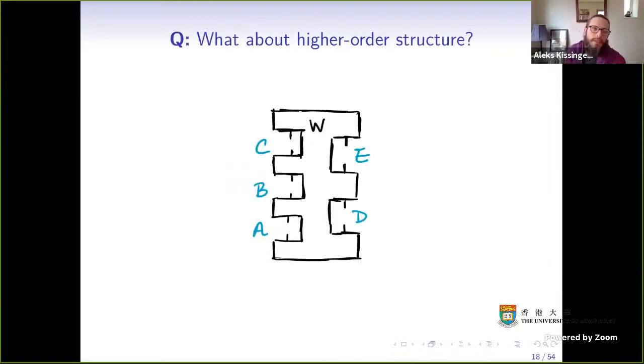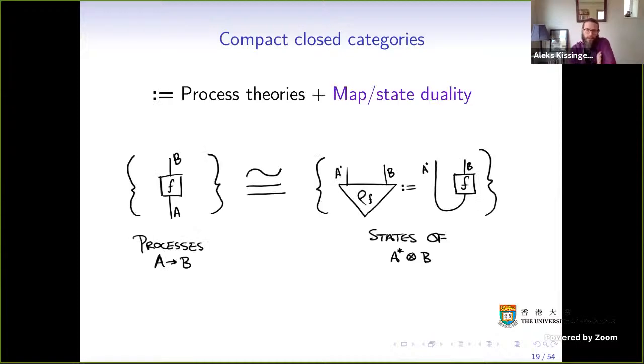When things start to get a little bit out of the realm of standard quantum theory is when we talk about higher order structure. How do we capture higher order structure? Well, I grew up in Oxford, so my favorite way to talk about higher order structure is these things called compact closed categories. What's a compact closed category? It's a process theory, but it has built into it an isomorphism between processes and states, which sometimes we call map-state duality.